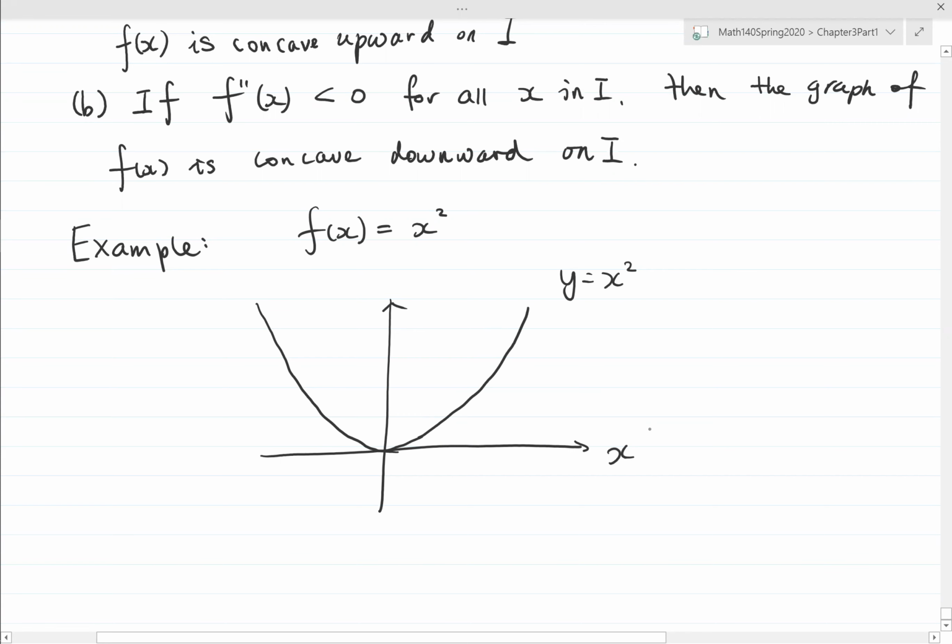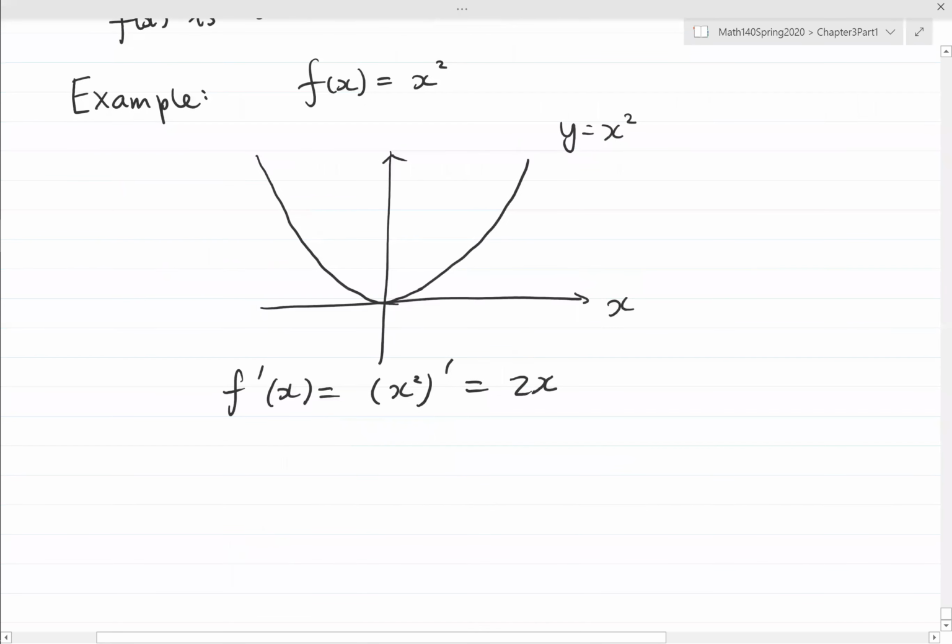Now if you check the second derivative, so f'(x) is the derivative of x squared. By the power rule, we get 2x. Now if you take the second derivative, take the derivative again, the derivative of 2x gives us 2. Now 2 is of course greater than 0. So by the concavity test, we know the graph actually concaves up.